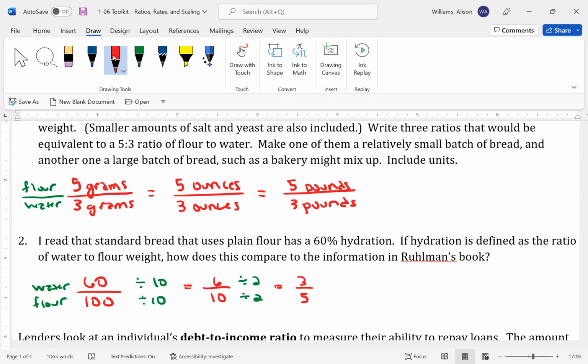And again, it's a weight, so it's some units. It could be 3 grams to 5 grams. What's interesting is this is the same thing as Ruhlman, just written in reverse order. They have the water first, flour second. So how does this compare? They are the same, just written in reverse.